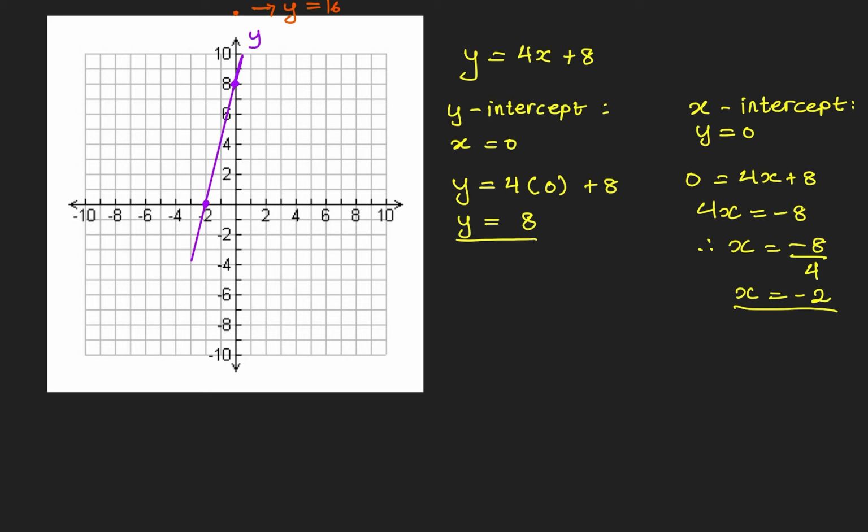Now, with the y and x intercept, we can easily graph a normal linear equation, and that should be very easy for us to understand. So the main objective of this is that to get the y-intercept, x has to be 0, and to get the x-intercept, y has to be 0. And that's simply how you can find these two values of these two variables.